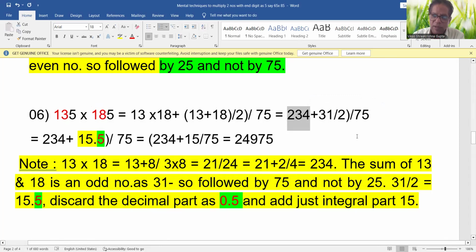31 is an odd number. It is not an even number. When you divide by 2, you get the integral part as well as the decimal part. So discard the decimal part and just add the integral part, 15. So 234 plus 15 will give you 249.